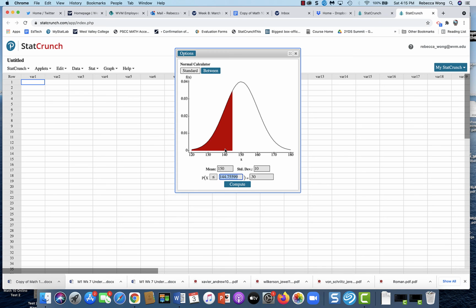144.8 pounds. So again, I cannot stress enough, don't use StatCrunch until you know exactly what you want it to do. Always draw your picture first and then translate your picture into the technology.